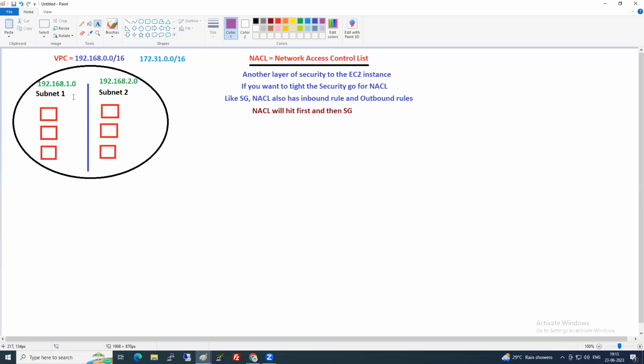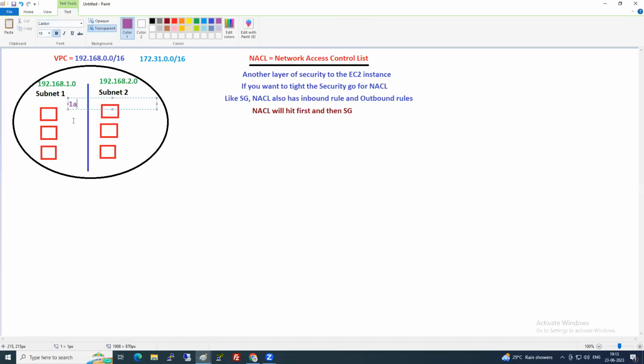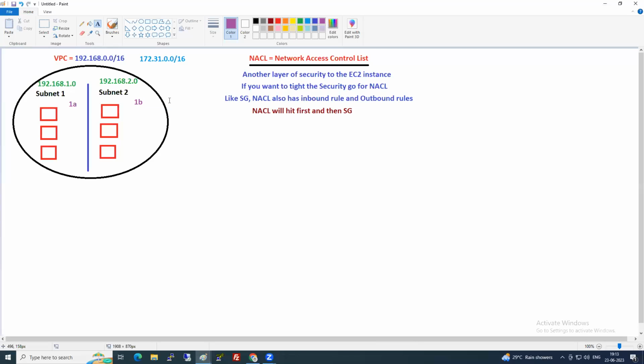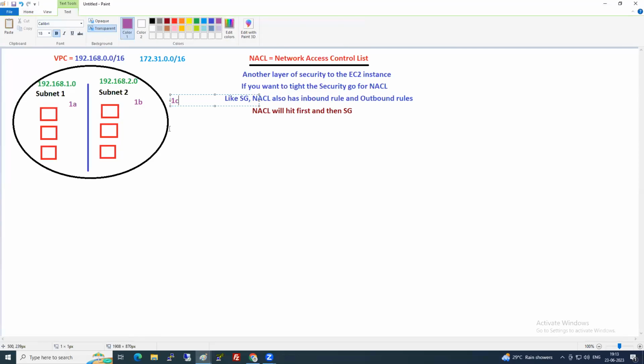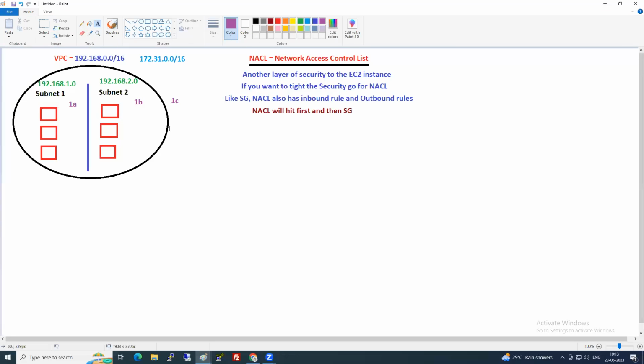Each subnet is associated with one availability zone. This is 1A, this is 1B. If I have subnet 3, I'll put it in 1C. If I have subnet 4, would I put 1D? Do we have 1D? You put 1A or 1B or 1C.